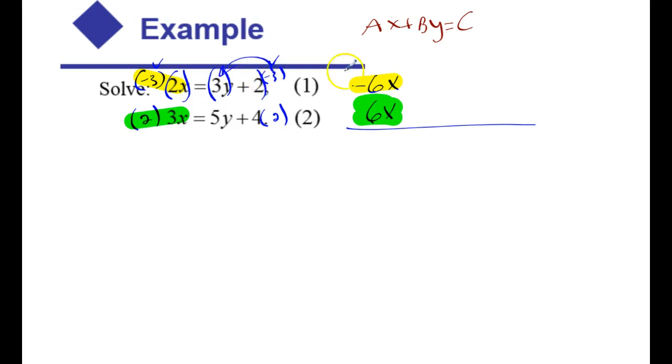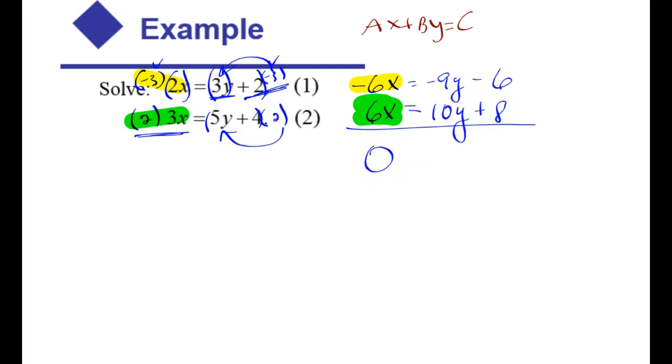So -3 times the 3y is -9y. Minus 6, because that's the 3 times -2. Over here, I got the 6x. This is equal to, let's distribute this 2. 10y plus 8. So it looks like when I add, I get 0 equals y plus 2. So y better equal -2.